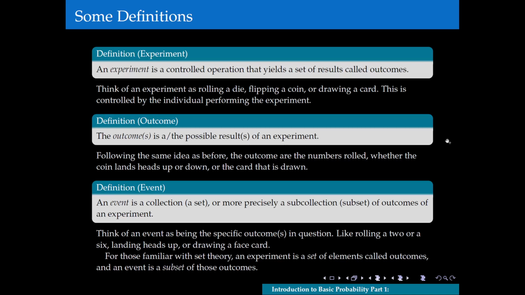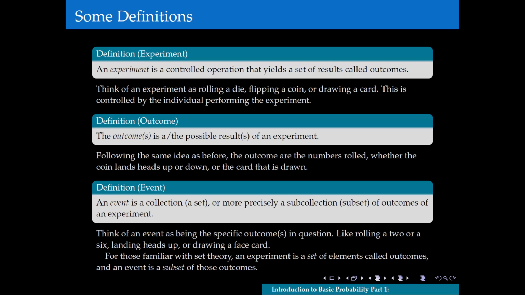We also want to define outcome, as we already alluded to. The outcomes are the multiple possibilities, the results of an experiment. So if you perform an experiment, it's the result of one of these trials. Following the examples we established above, the outcomes are like the numbers rolled. So when rolling a die, the outcomes are the numbers that are face up when we roll the die.